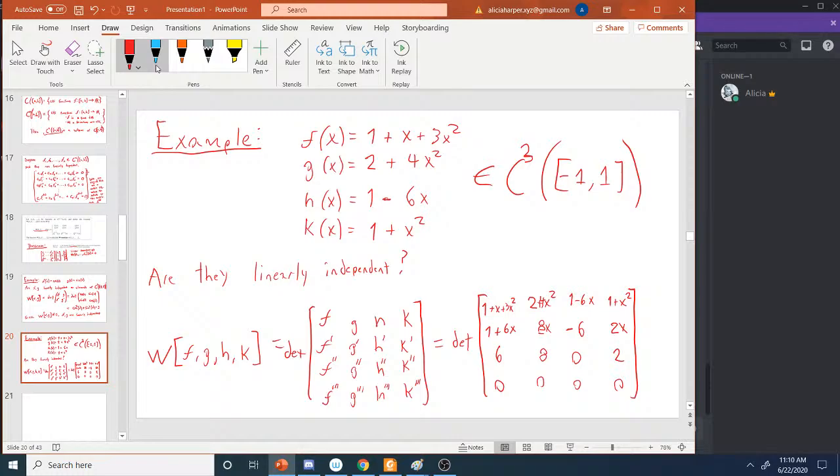So I've computed the associated matrix, and I can attempt to compute its determinant. But I can easily see that because I have a row here that's completely 0, the determinant of this matrix is in fact going to be equal to 0. So this suggests that these four functions are linearly dependent, not linearly independent.